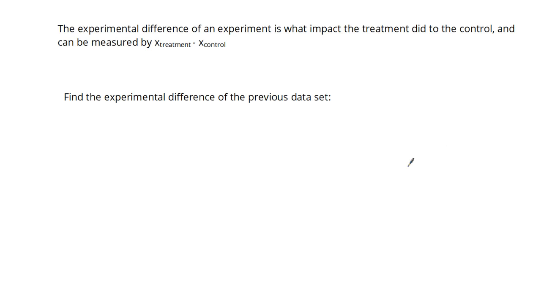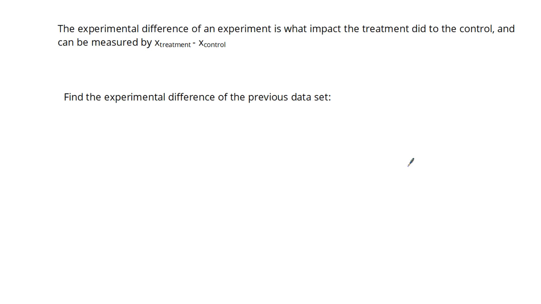It's 3.125. So the last thing ever that you have to remember in this whole entire course is the experimental difference. The experimental difference is what impact the treatment had compared to the control. Whenever you're doing an experiment in science, you want to know what happens. You want to know what the difference is when you change a variable. How does the thing that you measure change?